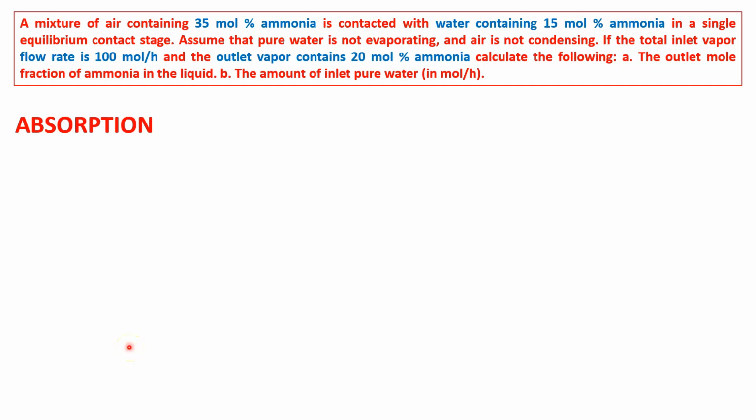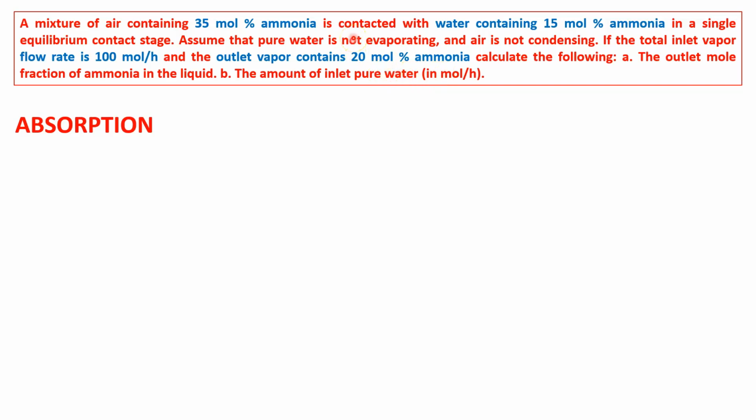Today I am going to solve one mass transfer problem based on absorption. A mixture of air containing 35 mole% ammonia is contacted with water containing 15 mole% ammonia in a single equilibrium contact stage. Assume that pure water is not evaporating and air is not condensing. If the total inlet vapor flow rate is 100 mole per hour and the outlet vapor contains 20 mole% ammonia, calculate the following. A. The outlet mole fraction of ammonia in the liquid, and B. The amount of inlet pure water in mole per hour.